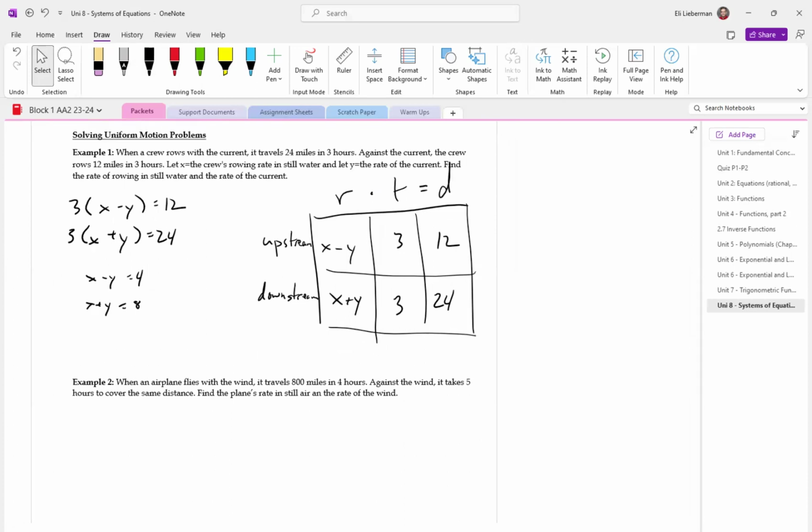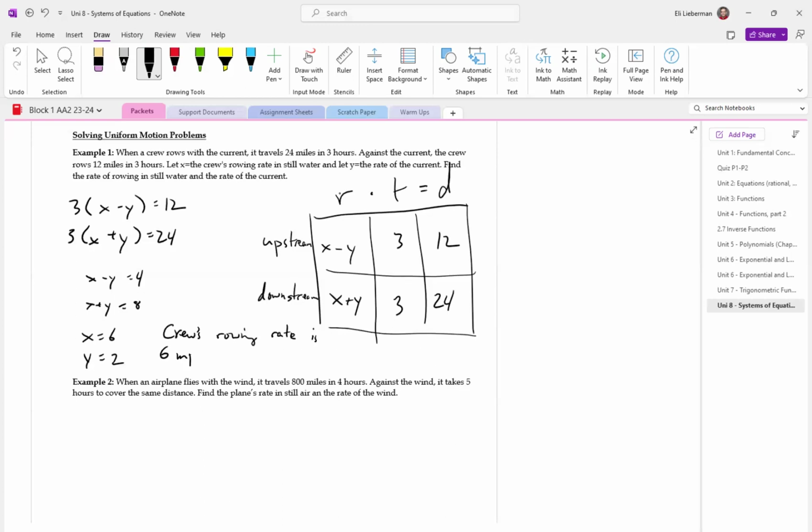Okay, Brandon. What did you get as your answers? X is equal to 6. Okay. So since X is equal to 6, then Y is equal to 2, positive 2. Are we good? Yep. Okay, and of course, since this is a word problem, we need our answer in sentence form. So we could translate this as the crew's rowing rate is 6 miles per hour, and the rate of the current is 2 miles per hour.